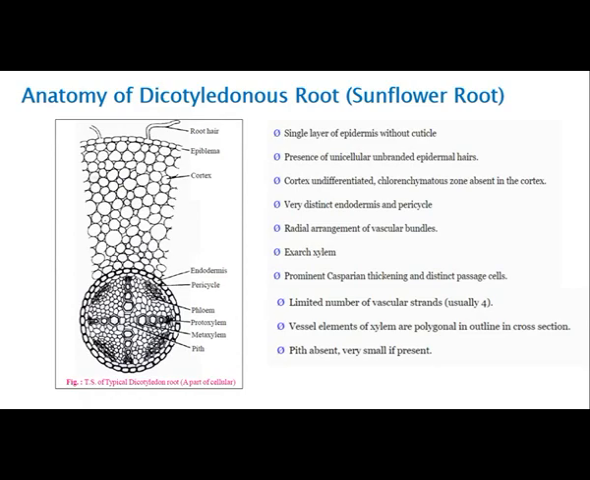And remember one more thing, that the part of the tissue system below the endodermis is called stele. In any case, either root or stem, the tissues present below the endodermis are called the stele. So stele consists of the pericycle, the vascular bundles and pith. So this is the anatomy, or the structural organization, of a dicot root.